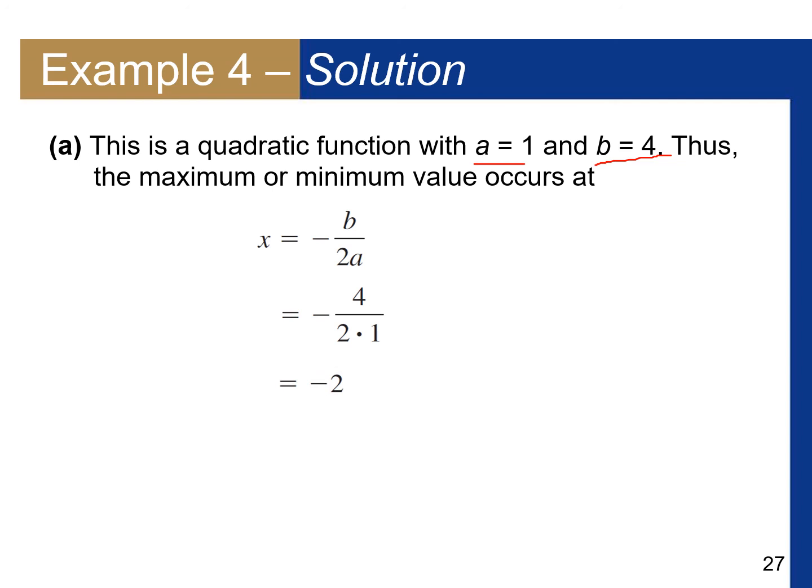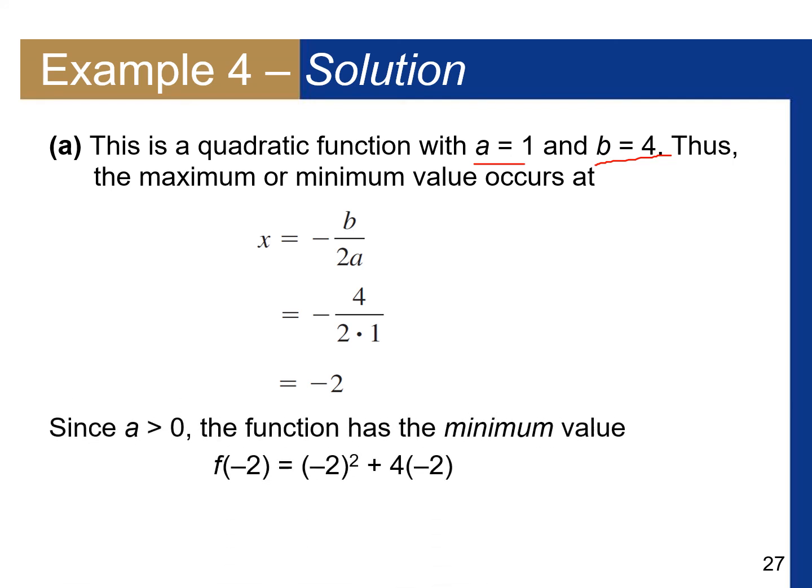So here, in this example, my maximum or minimum occurs at negative 2, and it is a minimum value because the A in front of the quadratic we were looking at is greater than 0. So my minimum is negative 4. So this is my x value that will go into the function to give me my maximum or minimum value.